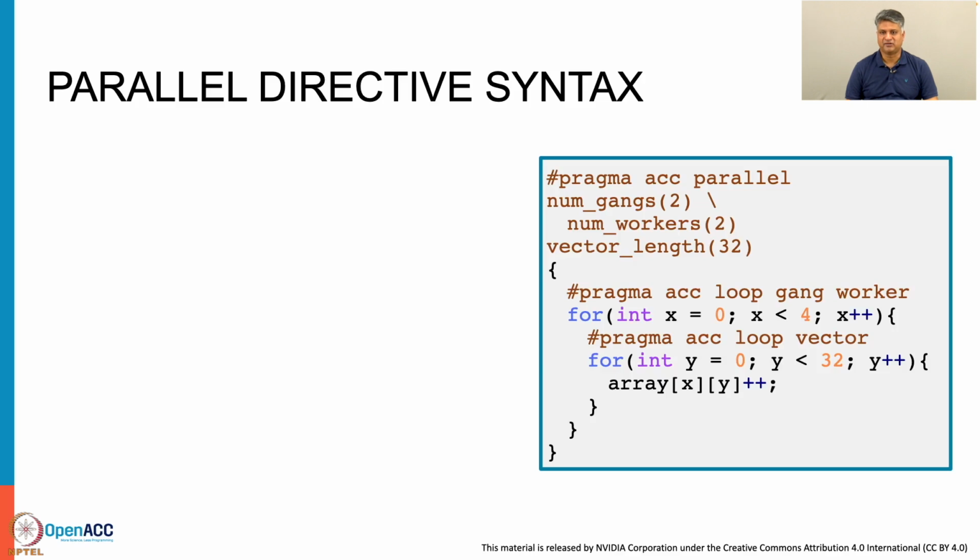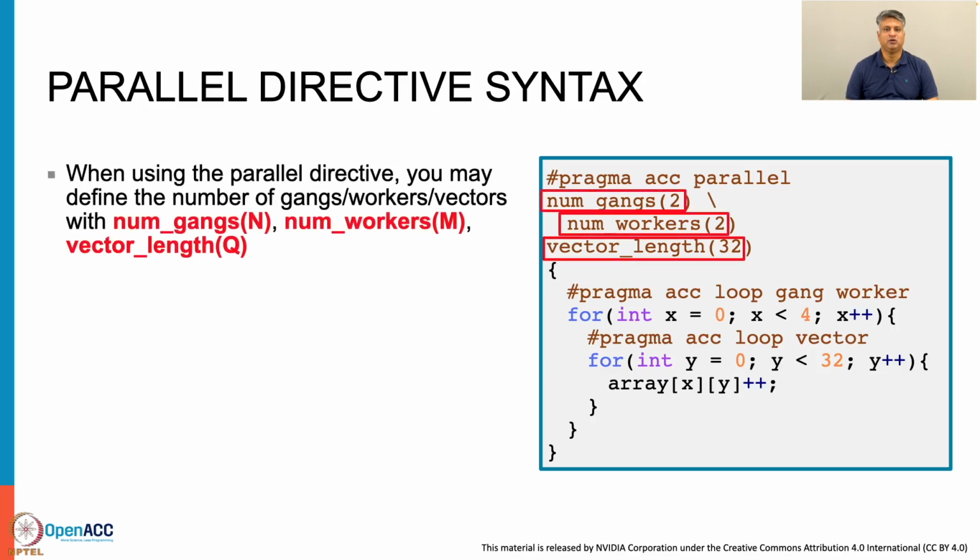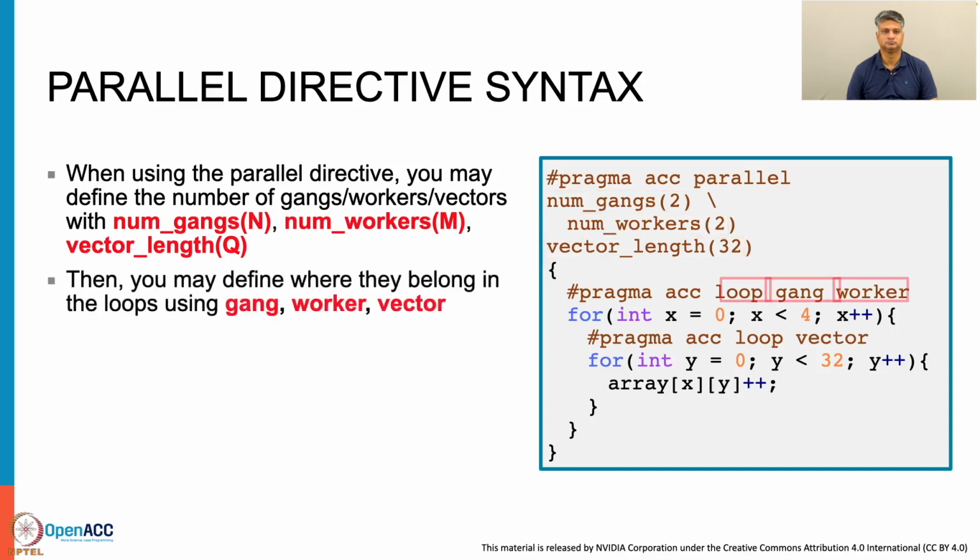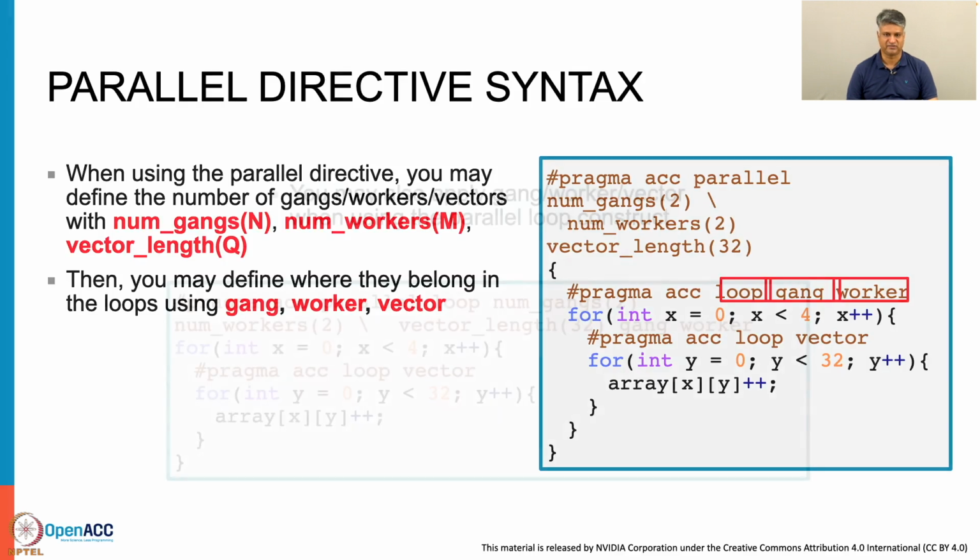If you look at the parallel directive syntax, you'll have to specify the number of gangs, the number of workers, and the vector length. So in this particular code, we are saying that we have 2 gangs, we have 2 workers, and the vector length is 32. You may also define where they belong in the loops using the gang, worker and vector clauses. So for example, here the outer loop, which is looping over X, has gangs and workers, and the inner loop Y is composed of vectors.